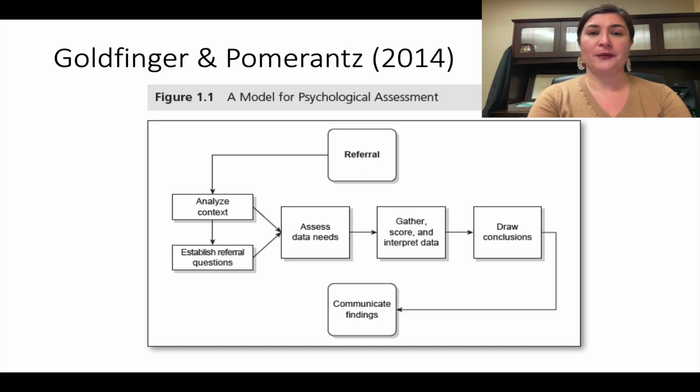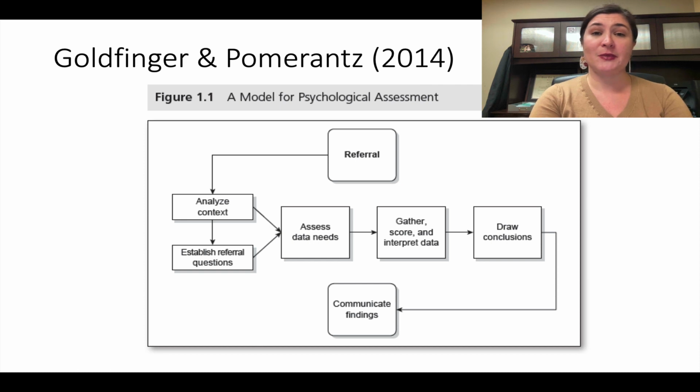First, there is a referral. You might receive referrals from a judge or a probation officer, or you might receive referrals from a family member or a doctor, or they might be self-referring for substance abuse evaluation. Then we analyze the context that the client's in and establish referral questions. What do I need to know before I begin this substance abuse evaluation?